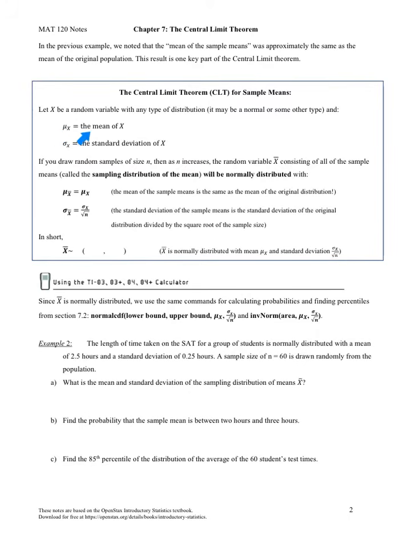Right here, we have the mean of x and the standard deviation of the random variable of x. However, when we start collecting the means and standard deviations of samples, we have notation for the mean of the sample means and the standard deviation of the sample means. In short, the mean of our sample means can be written like so.